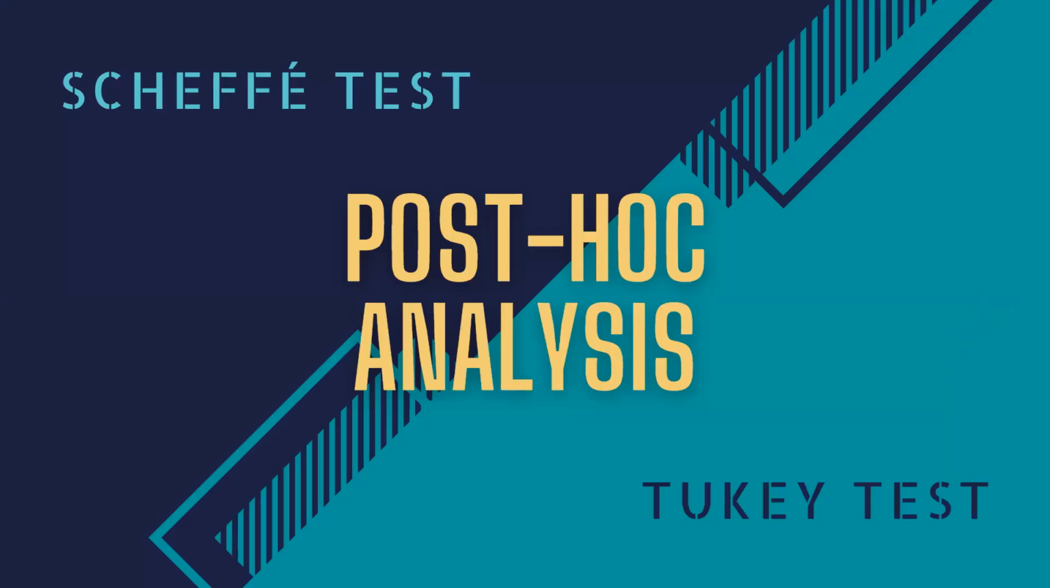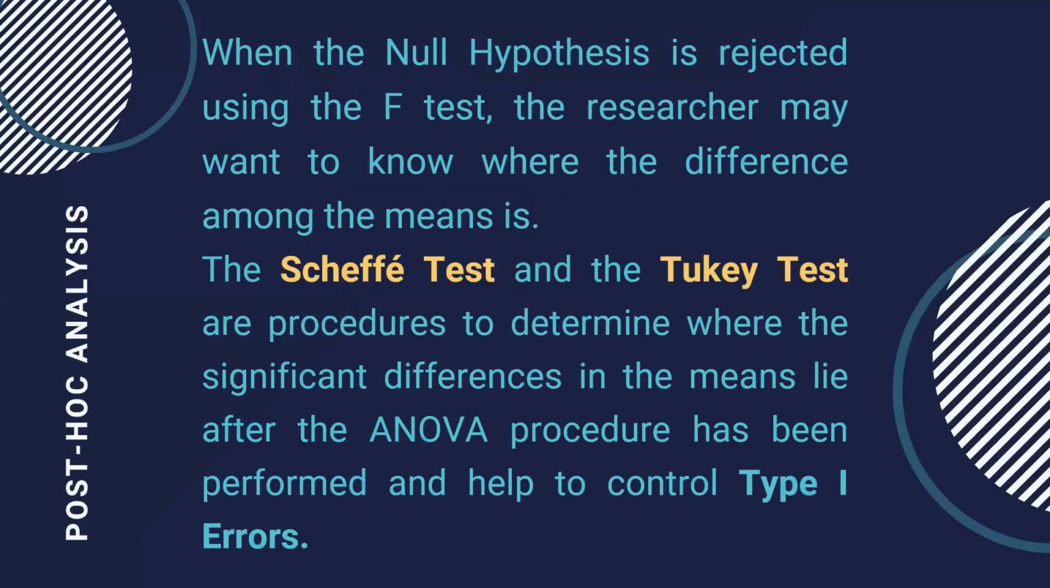Now coming to the post hoc analysis, the Scheffé and the Tukey test. When the null hypothesis is rejected using the F test, the researcher may want to know where the difference among the means is. The Scheffé test and the Tukey test are procedures to determine where the significant differences in the means lie after the ANOVA procedure has been performed, and help to control type 1 errors.